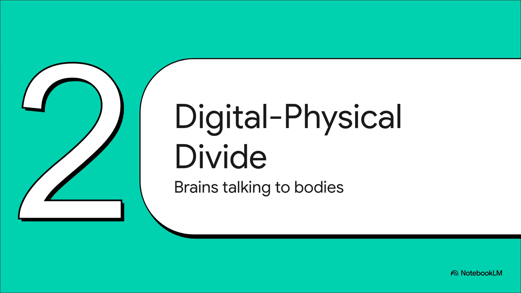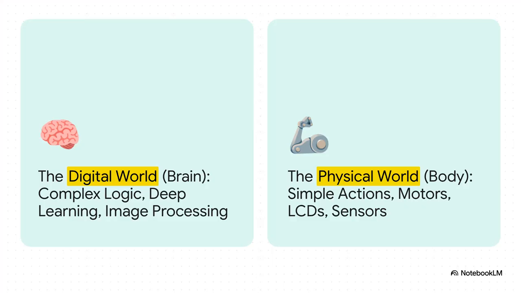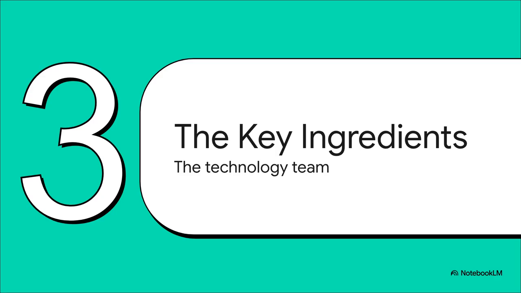Just think about it. How do these incredibly powerful software brains, the kind that run complex AI, talk to simple hardware bodies that really only know how to do basic things like spin a motor or turn on a light? I mean, these are two totally different worlds. On one side, you have the digital world, the brain. It's all about complex logic, deep learning, processing tons of image data. And on the other side, you have the physical world, the body. It's all about simple actions. Turn this motor, light up this LED. They just don't speak the same language. So how in the world do you get them to talk to each other?